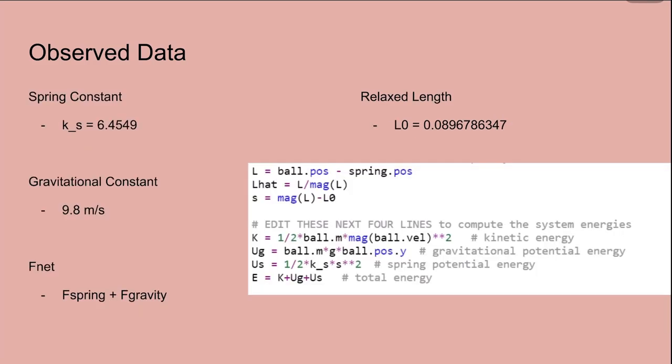In my observed data, I found the spring constant was 6.4, the gravitational constant is 9.8, of course, and the F net is the force of the spring plus the force of gravity. The relaxed length of the spring I found was 0.089. You can see in the code below where I found the K, universal gravitational, universal spring, and total energy.